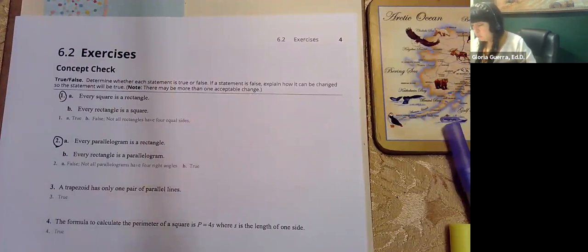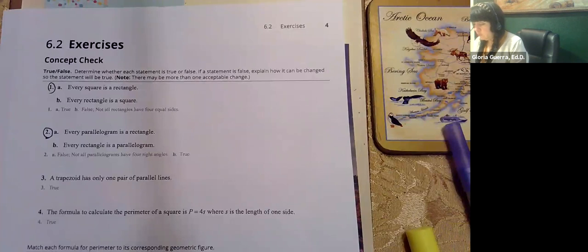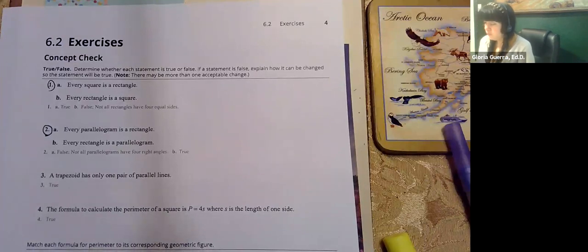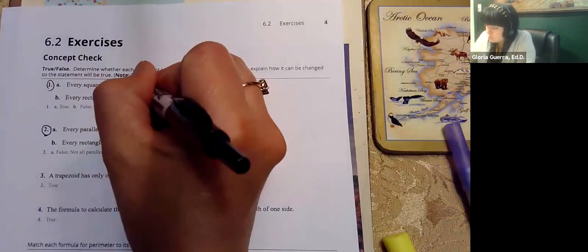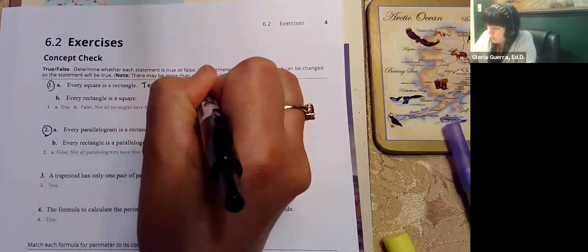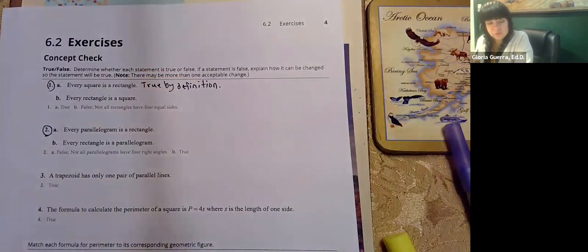And it says true or false. Determine whether each statement is true or false. If the statement is false, then explain how it can be changed so that the statement will be true. There are many more than one acceptable change. Okay. So if you look at 1, it says every square is a rectangle. Every square is a rectangle, okay? And I'm going to say that one is true by its definition. True by definition.